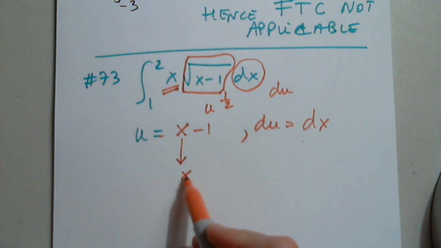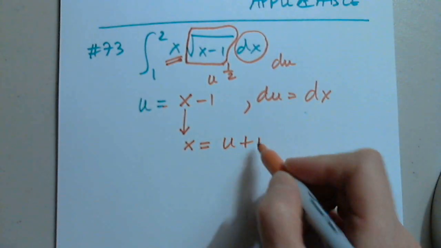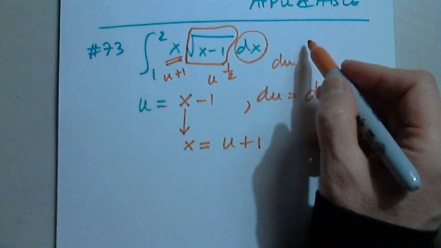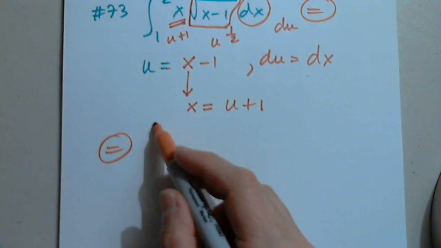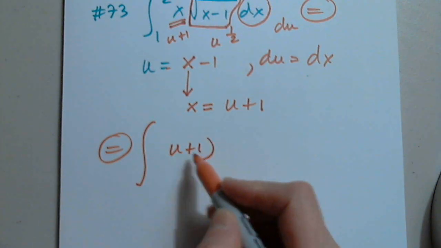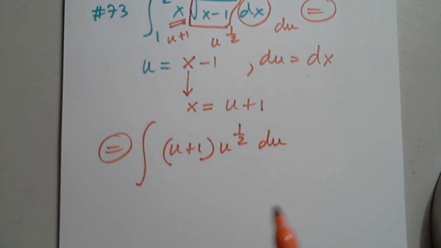No worries. How much is x? u plus 1. Exactly. No leftovers. So then I have the integral of u plus 1 times u to 1/2 times du. But that's not good enough. What am I missing?